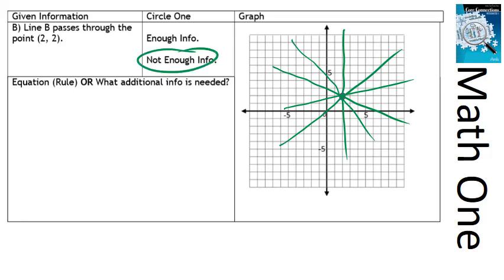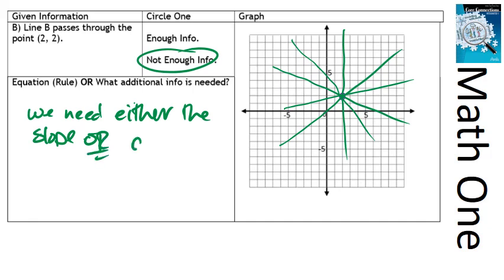And the additional information you need is we need a couple things. We need either the slope, that would help. Or we could also just take another point, that would be good. Or something that's equivalent to another point. But as it is, it's not enough information.